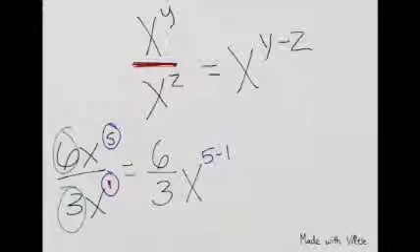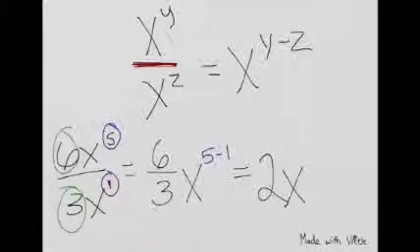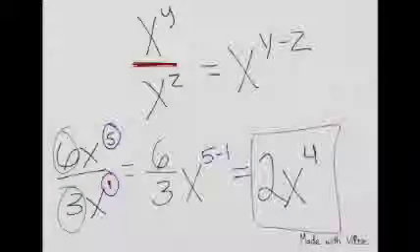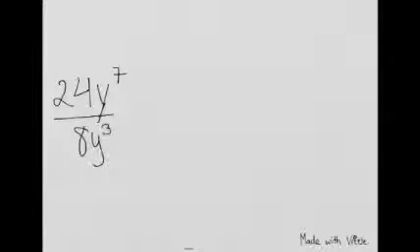Now all we have to do is simplify. 6 divided by 3 is 2, and we can put the x, and 5 minus 1 is 4. So your final answer is 2x to the fourth. Here's a problem for you to try on your own. Pause the video for a couple minutes and try it, and then I'll show you the solution.